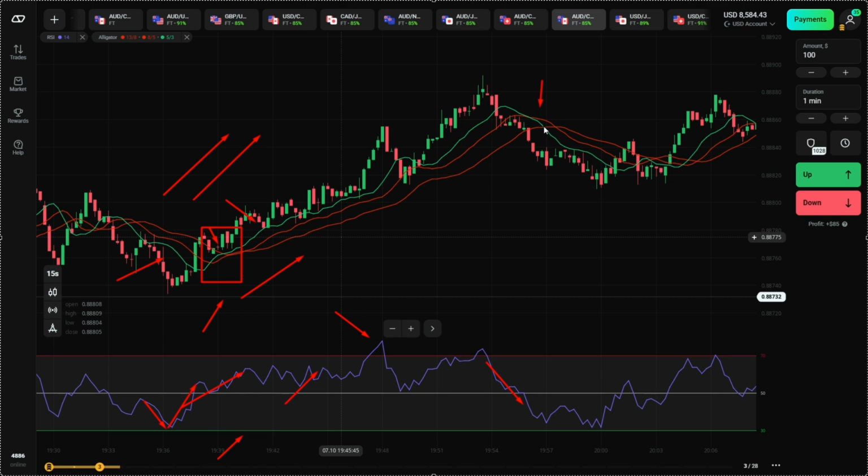The opposite is also true. For example, here we had a crossover from above to below, which is a signal for a downward move.